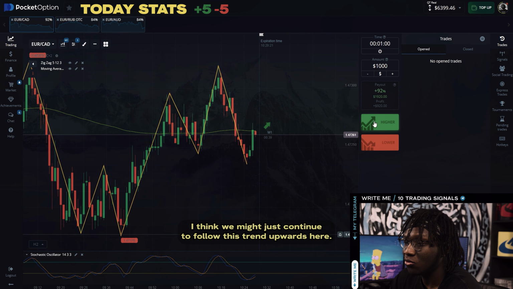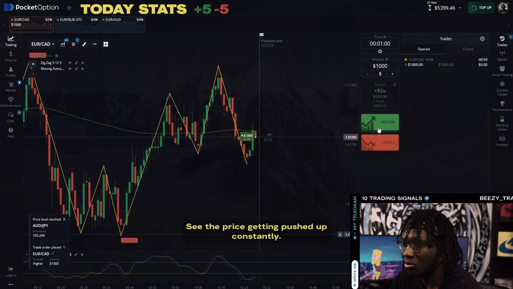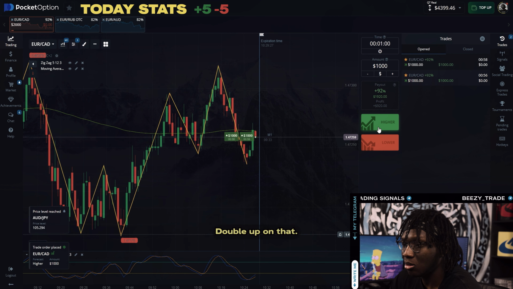I think we might just continue to follow this trend upwards here. See the price getting pushed up constantly. Double up on that. Triple down on it. Just continue to follow this trend upwards.